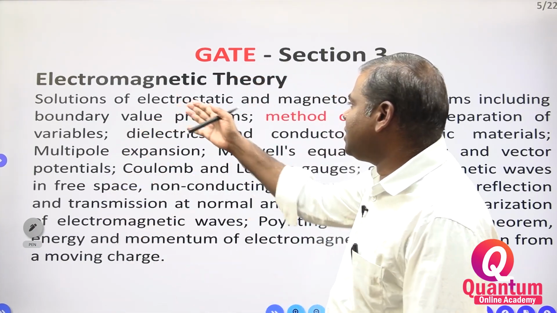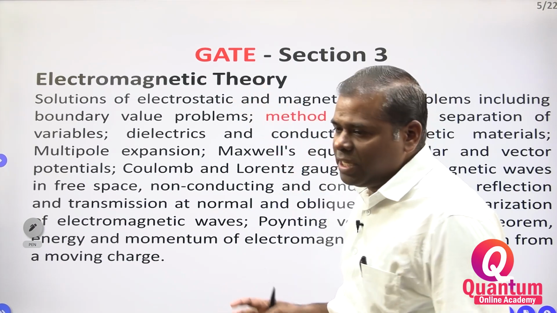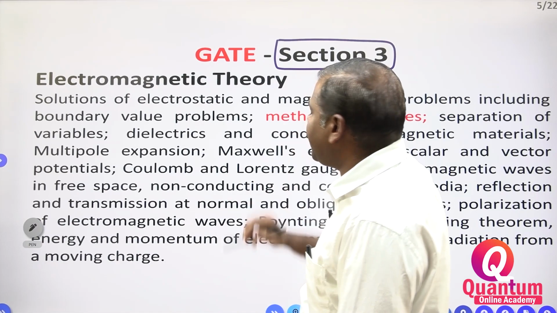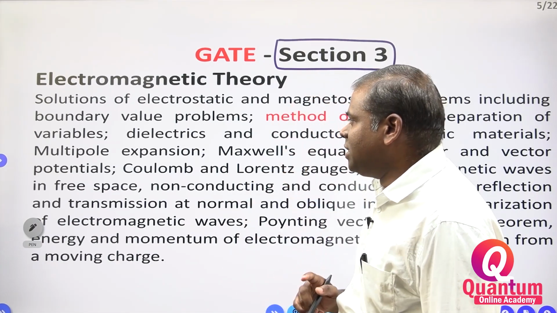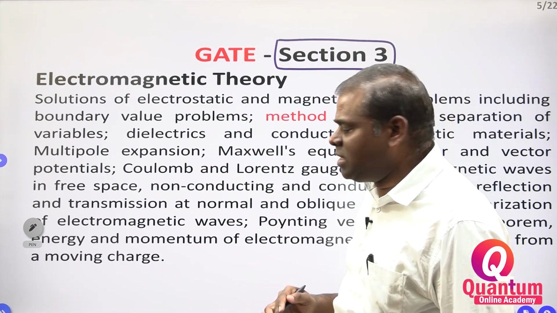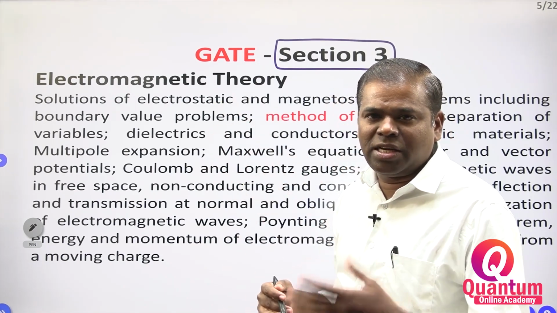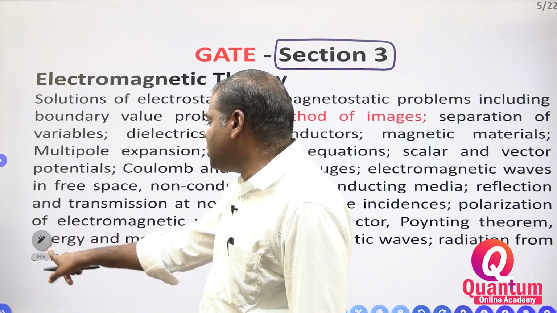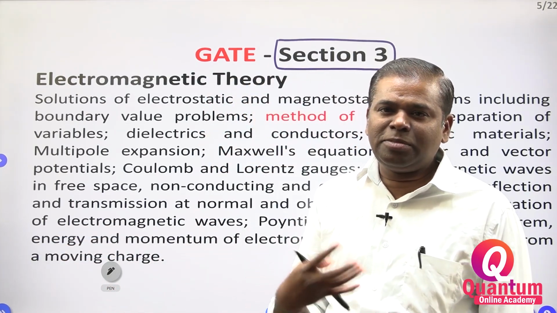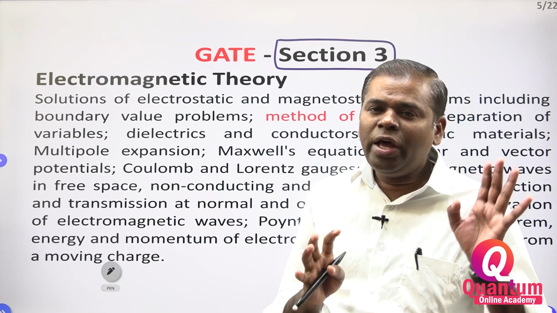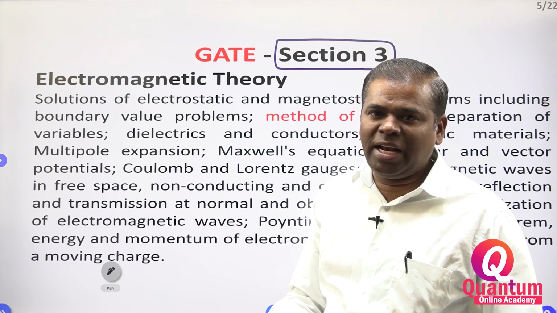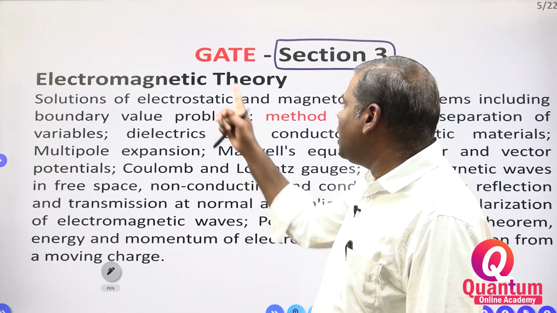Now you have to see the syllabus. Electromagnetic theory is section 3 in the GATE syllabus. Here also most of the syllabus is similar, except some topics like radiation, waveguides and transmission lines, and dispersion relation in plasma. Except those phenomena, the entire thing is similar, the same process is there.